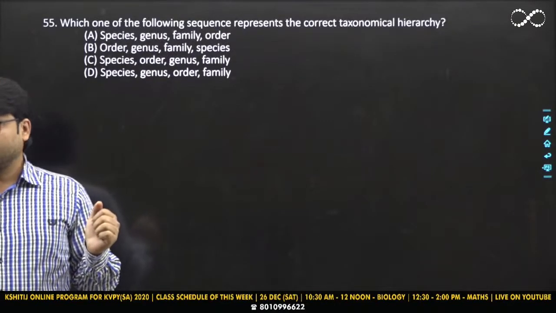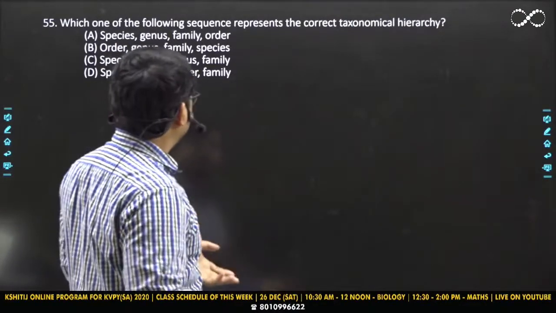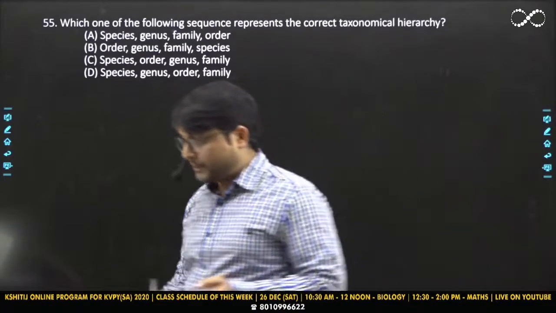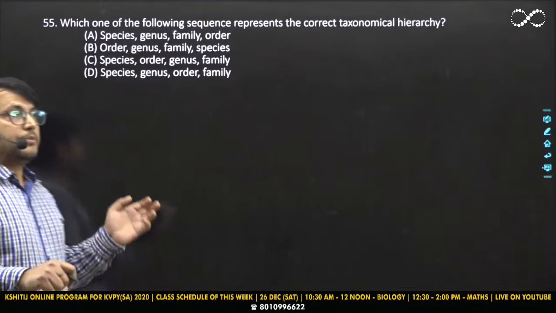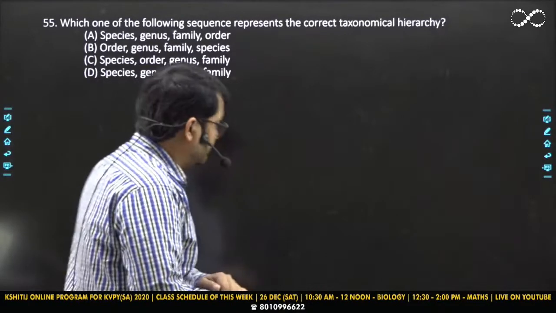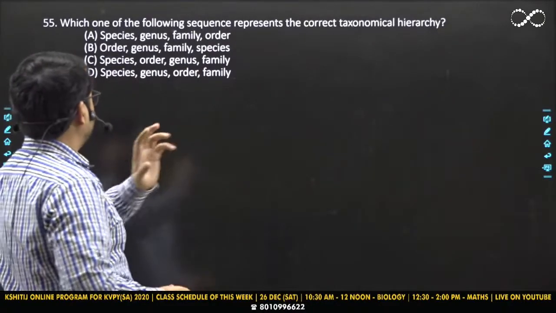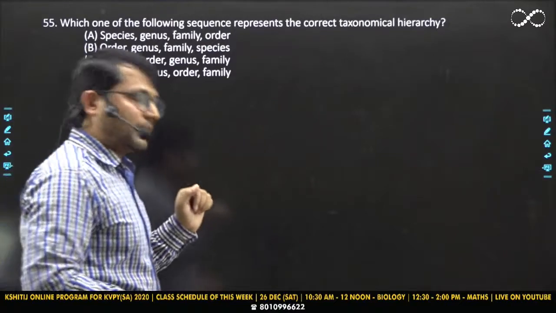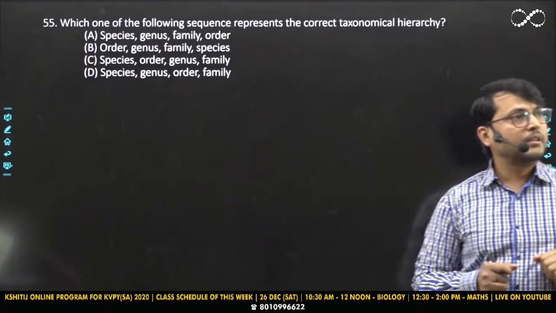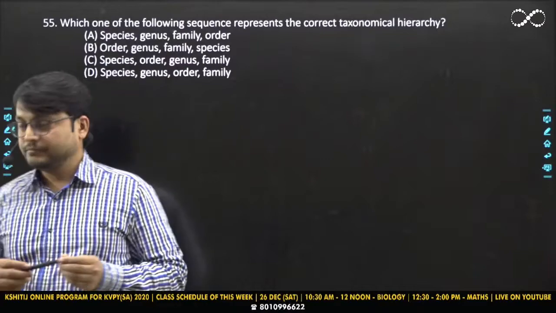Great. Okay, moving on to question number 55. Now this question says, which one of the following sequences represents the correct taxonomic hierarchy? Okay. What are the options here? See, the options are: species, genus, family, order. Second is order, genus, family, species. Then order, genus, family, or species, genus, order, family. Which is the correct option here? Can we have quick comments? Okay, A. What about others?